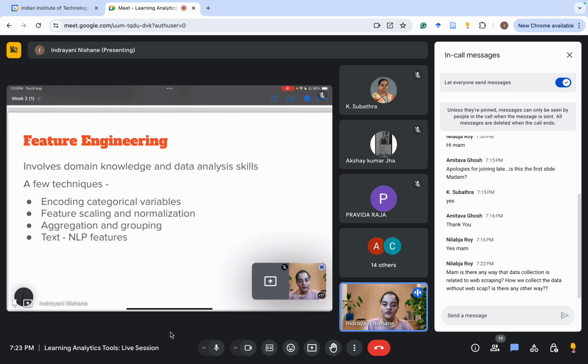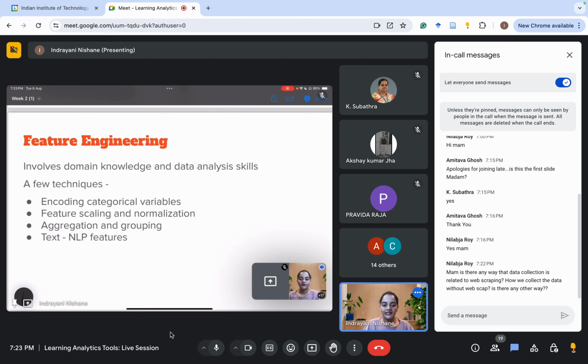Okay, then aggregation and grouping. Again, I'll give the same example we talked about in encoding or categorizing. We can club together different actions, or combine their timestamps to calculate the cumulative time spent on that group of actions, so that would be grouping.